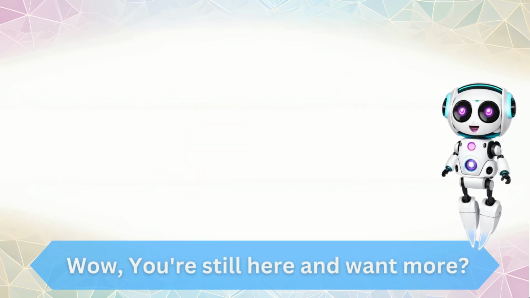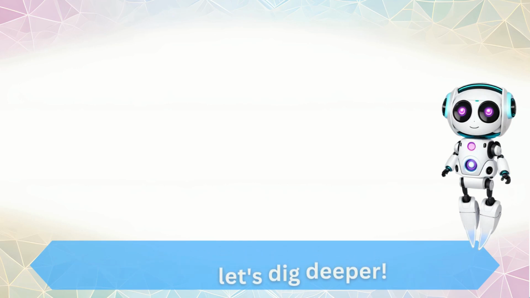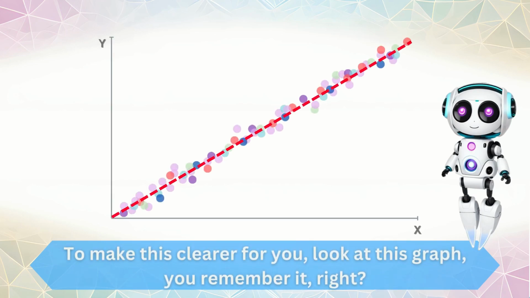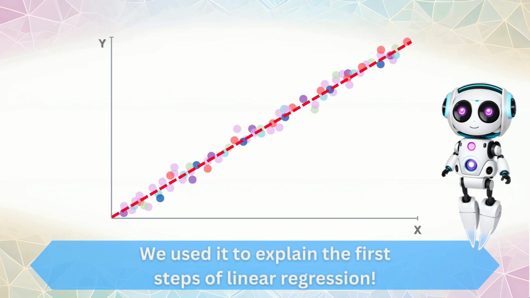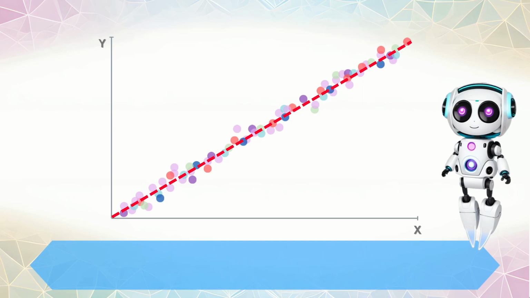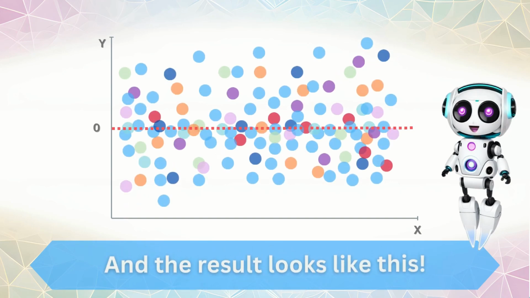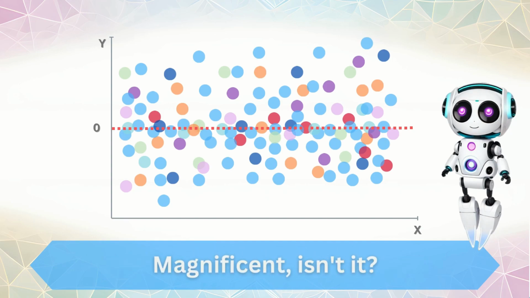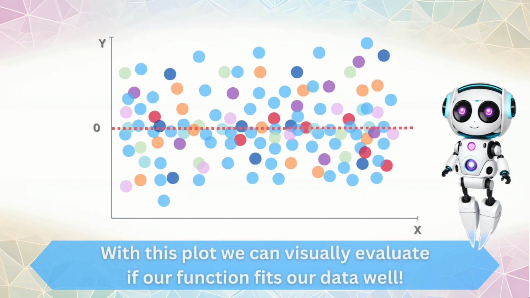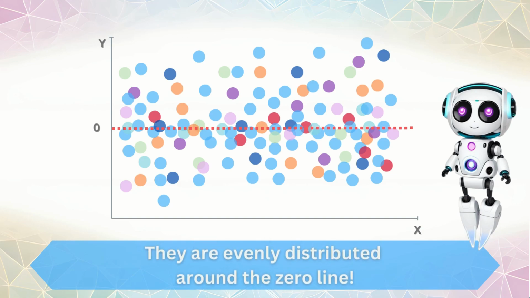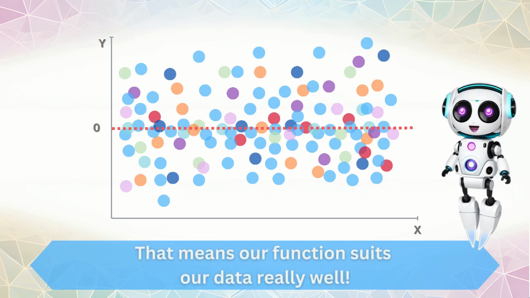Wow, you're still here and want more? Okay, let's dig deeper. There are some metrics we can consult to get a better idea of whether what we are doing makes sense. To make this clearer for you, look at this graph. You remember it, right? We used it to explain the first steps of linear regression. We will now adjust it a little bit to create something called residual plot. And the result looks like this. Magnificent, isn't it? With this plot, we can visually evaluate if our function fits our data well. Look at the distribution of the colorful dots. They are evenly distributed around the zero line. That means our function suits our data really well.